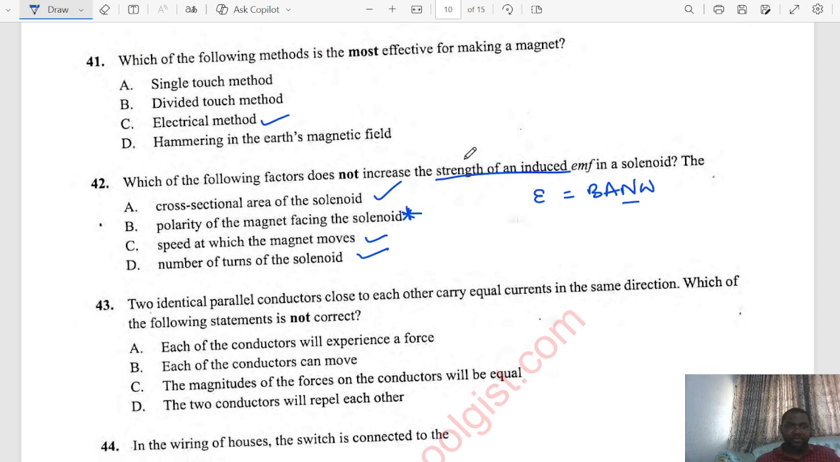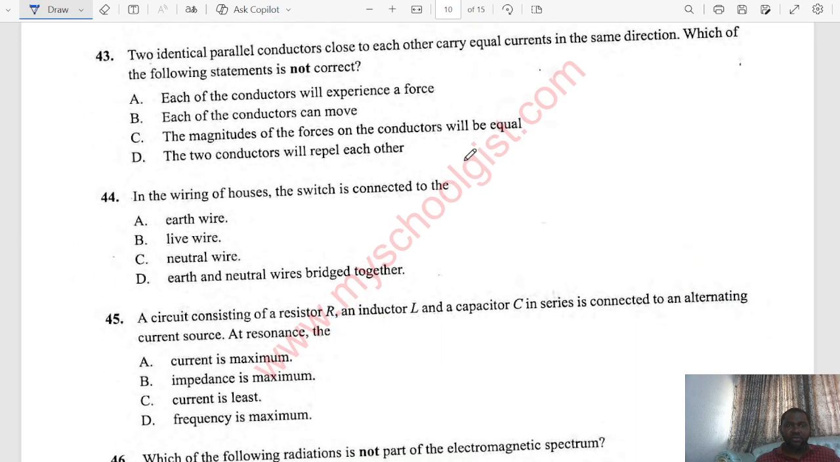Instead of saying polarity of the magnet, we would have said intensity or the strength of the magnet. Okay, so the next one says, two identical parallel conductors close to each other carry equal currents in the same direction.